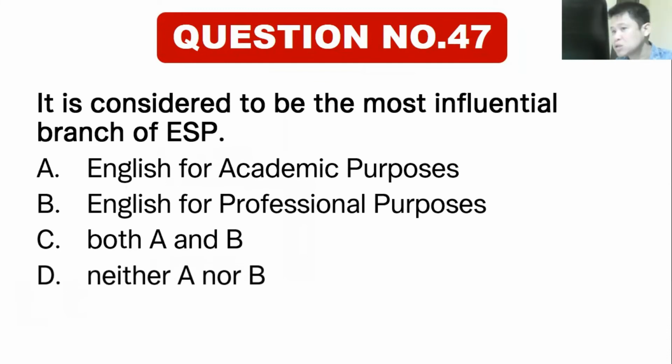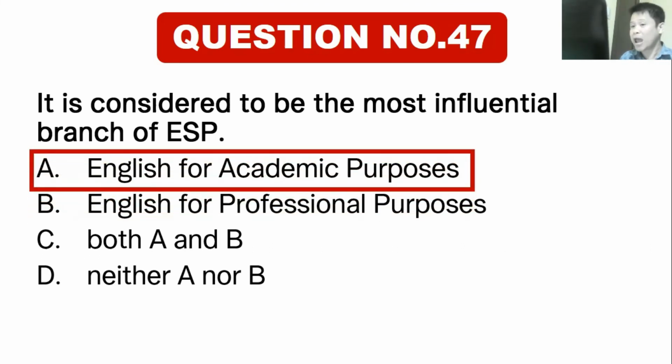Again, it is considered to be the most influential branch of ESP, or English for specific purposes. A, English for academic purposes. B, English for professional purposes. C, both A and B. D, neither A nor B. The correct answer is letter A, English for academic purposes. The most influential branch of ESP is English for academic purposes, or EAP.